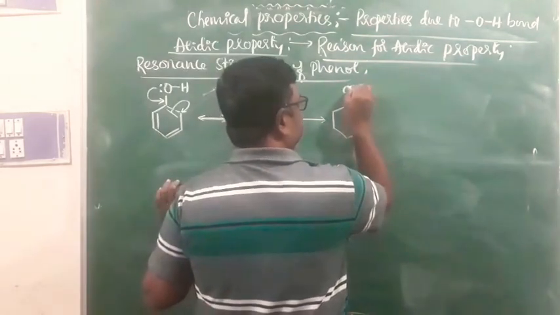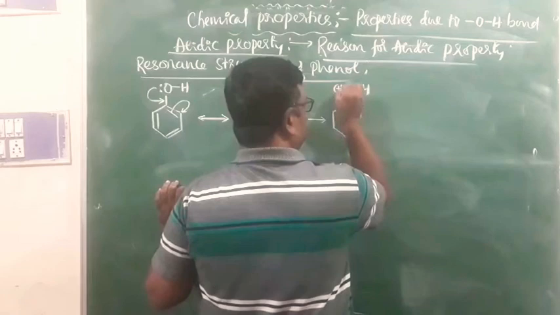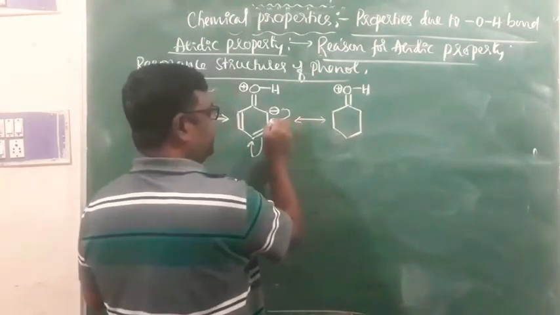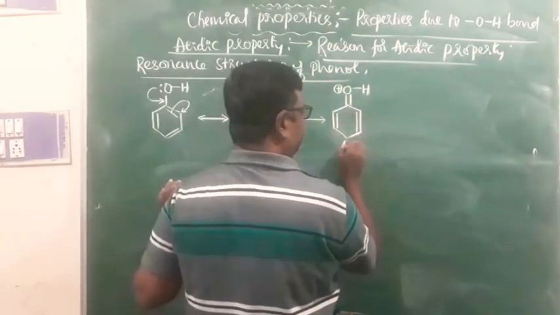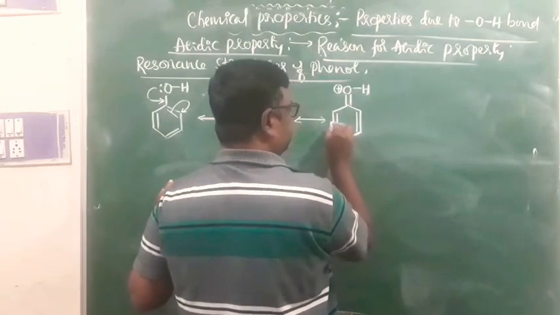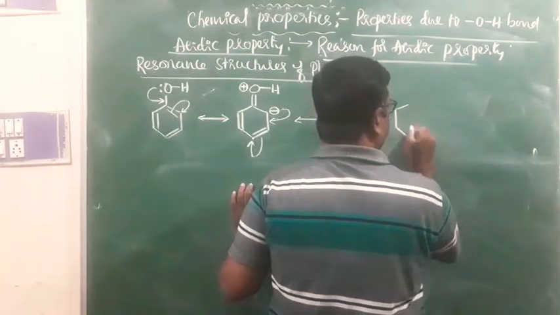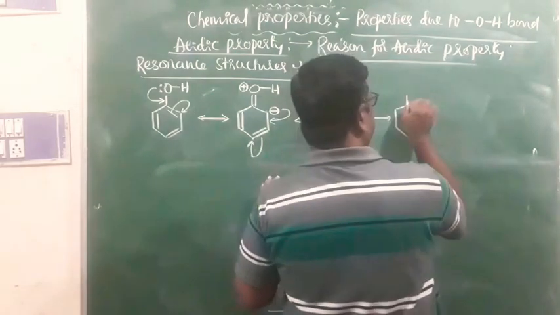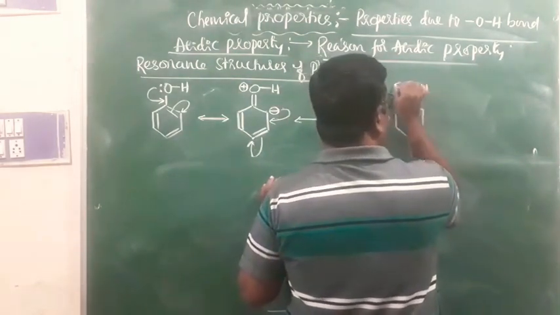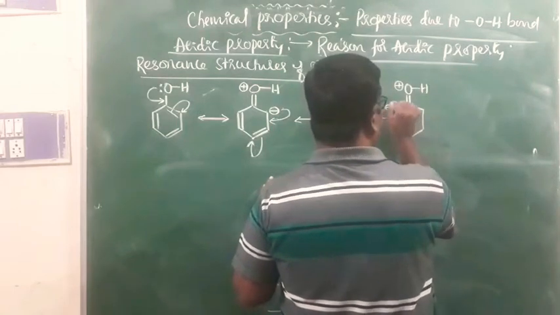This is what we call delta plus, the positive charge. And where I shifted the double bond, it will be minus. Continuing that, you are going to get one more resonance structure. So this is a double bond, OH plus, and it is minus now.